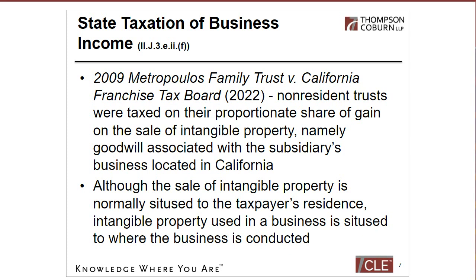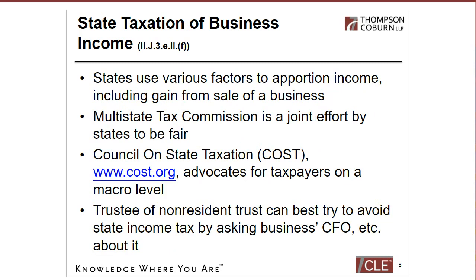But if you want to understand a little bit better about how all the logic works, that case is a great explanation of how the different rules work. So I mentioned that different states have different formulas. There is a joint effort by the states, to be fair, called the Multi-State Tax Commission. And if you have double taxation going on, then you can go to the Multi-State Tax Commission and try to use that as a forum to have the states get together and decide how to give you only one level of taxation on the income.